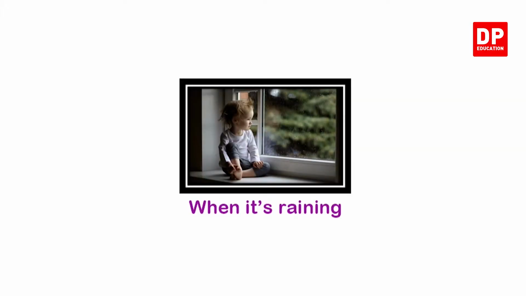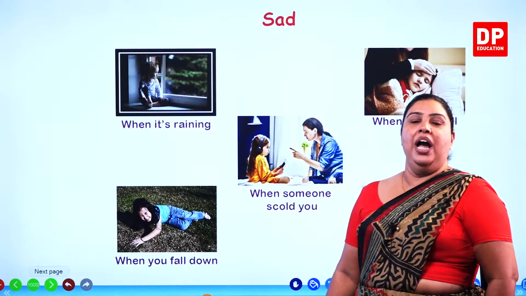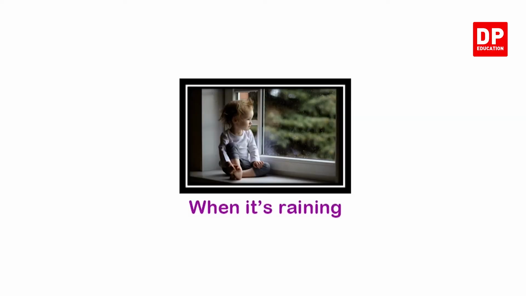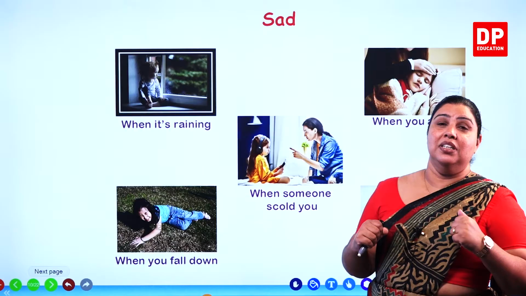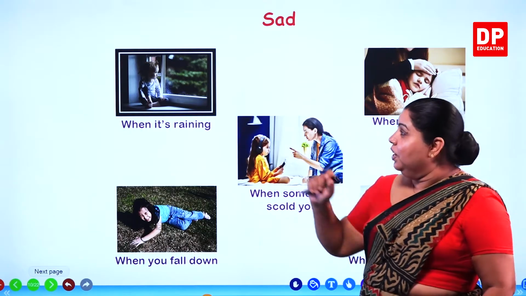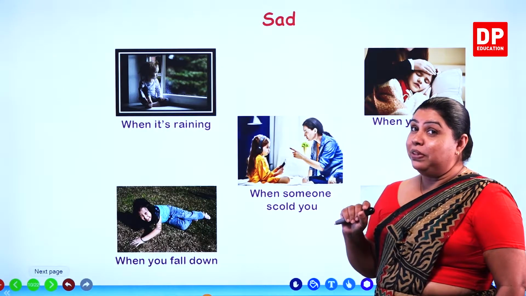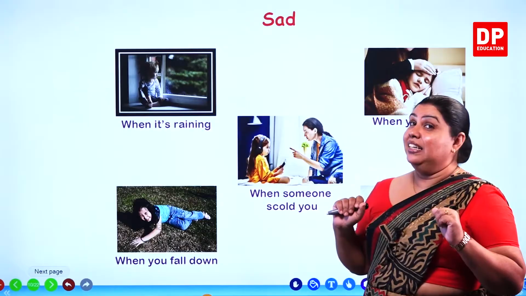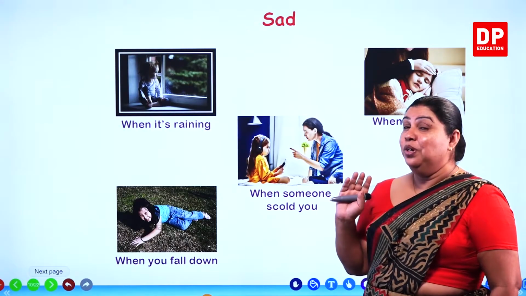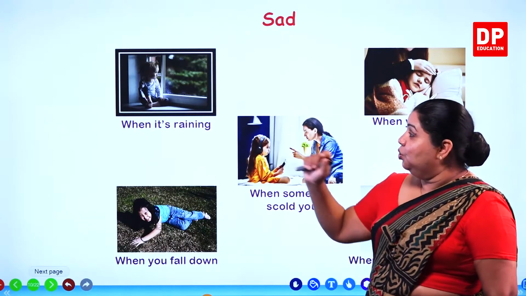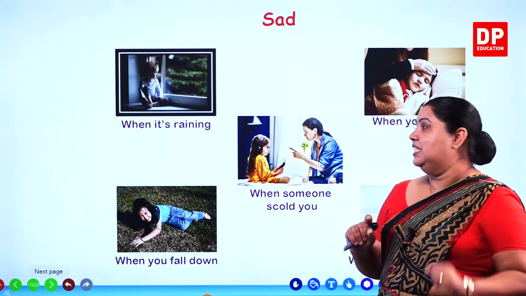This little boy is looking out of the window and it's raining outside. And is he happy? Look at his face. There is no smile in his face. He is very sad. Why is that? It's raining and he can't go out. When it's raining, we cannot go out. So can you see? When it's raining, we will feel sad. So we'll hope that it doesn't rain and that you can go out and play, right? So that you don't want to be having a sad face at that time, right? So when it's raining, you will feel sad.